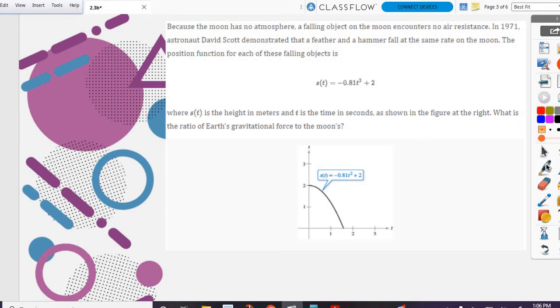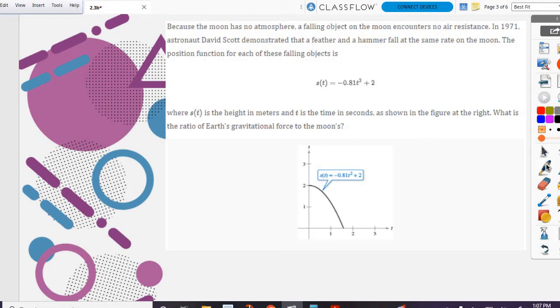What is the ratio of the Earth's gravitational force to the moon's? What is it asking us to do? I don't know. Okay, that's a good answer. So you need the Earth's gravitation. I'm thinking of this in physics brain.